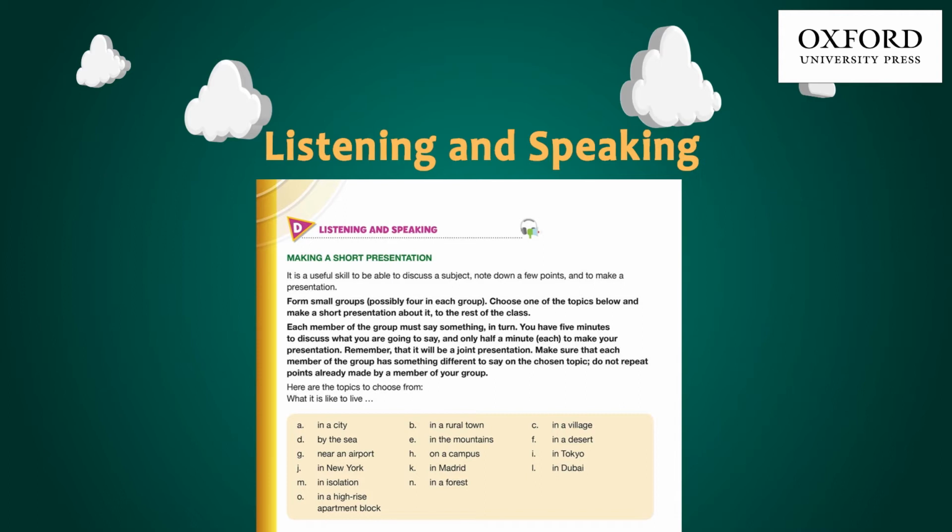Here is another example where the students have to make a short presentation on the topics given in the box below. They have to think and write about what it is like to live in a city by the sea near an airport, and then make a presentation of 5 minutes where each student or each member of the group will say something different on the chosen topic and not repeat points already made by a member of the group. So the instructions are also given to the students about what they have to do when they make a short presentation on any given topic.